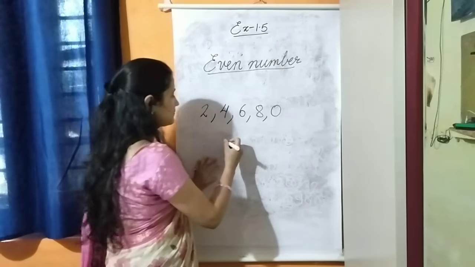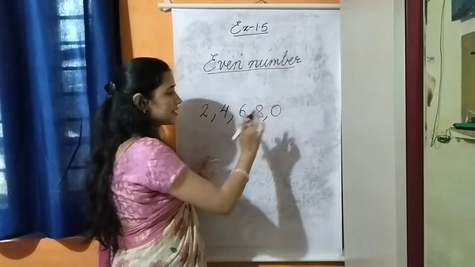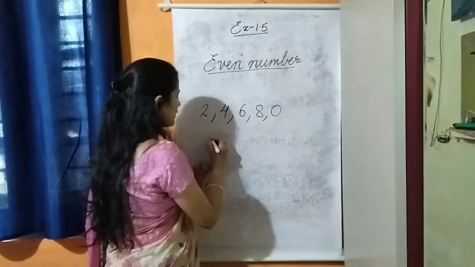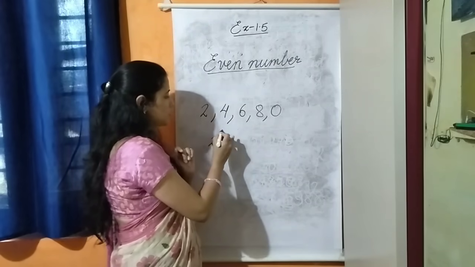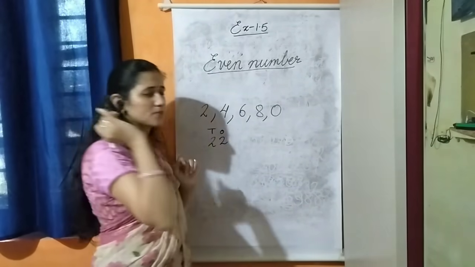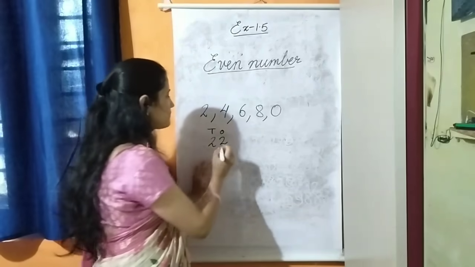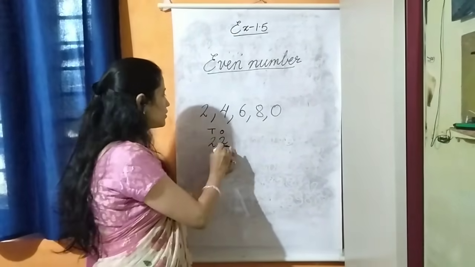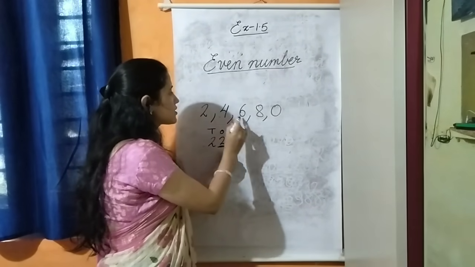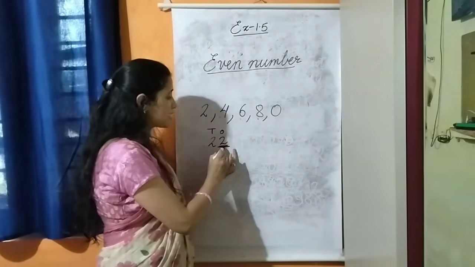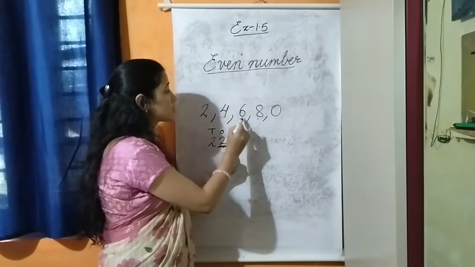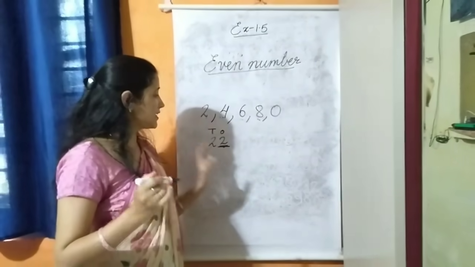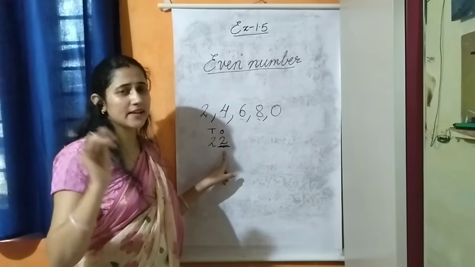Like 2, 4, 6, 8 are themselves even numbers. So like 22, this is the ones place and this is the tens place. At the ones place, which number do we have here? 2. So I have given you these numbers, 2, 4, 6, 8, 0. If at the ones place we have 2, 4, 6, 8 or 0, that means that number is even. So 22 is an even number.